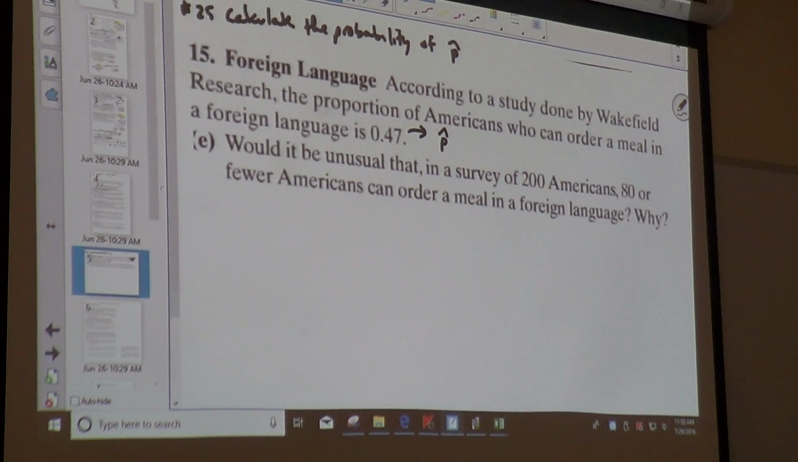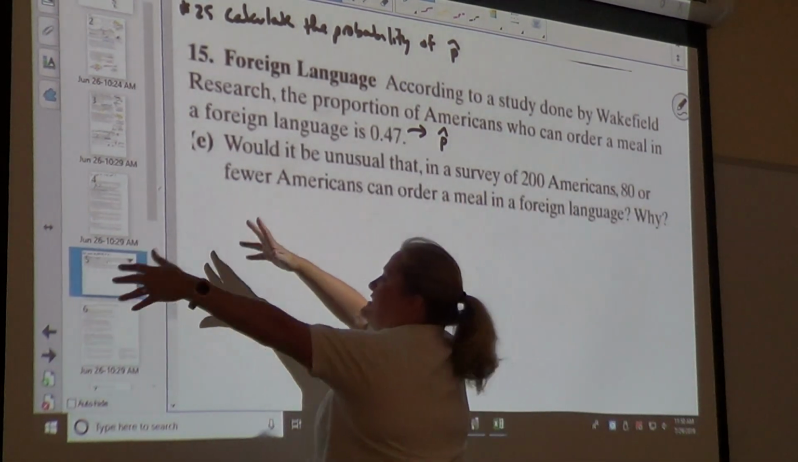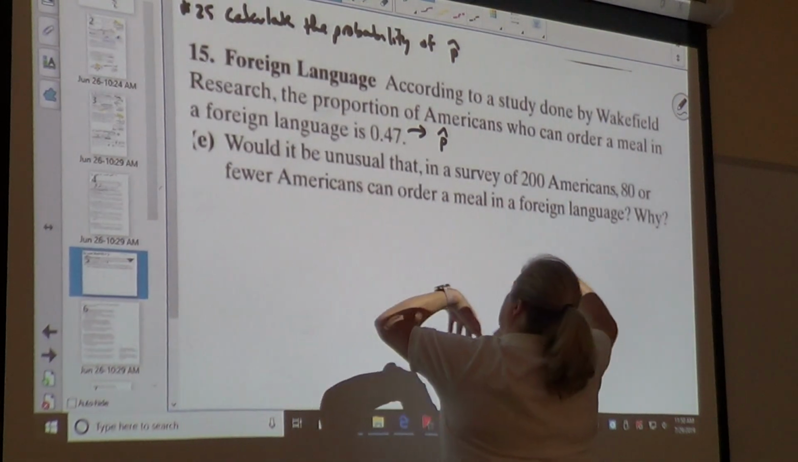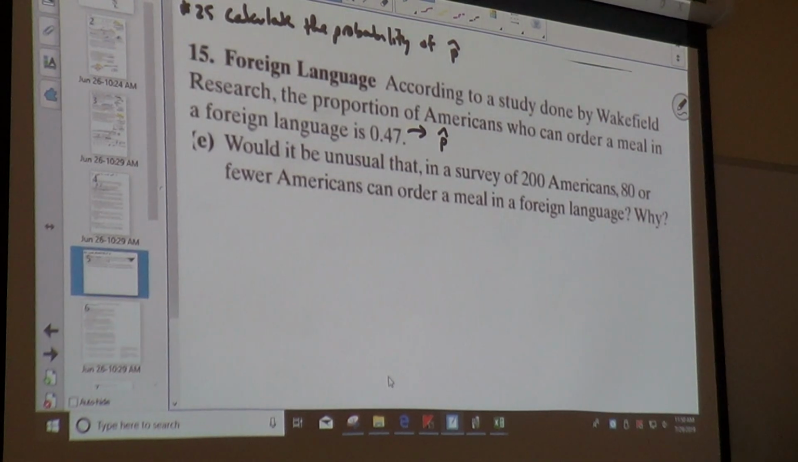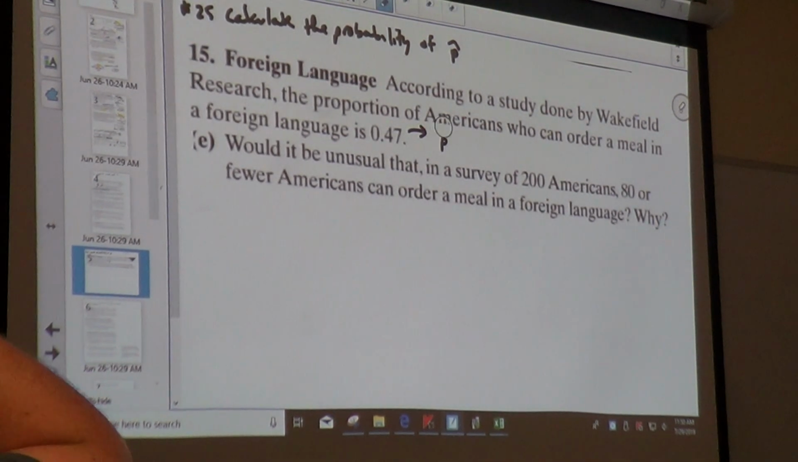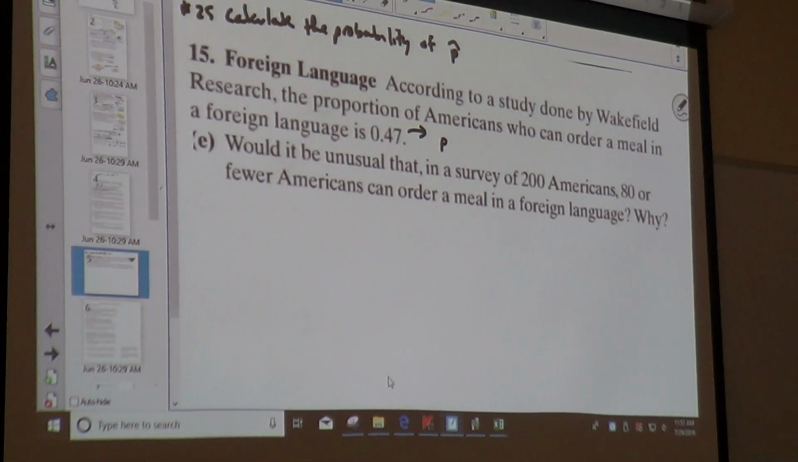I need to bring back up my rules. Remember at the end we did those 3 rules. We did the plain ones, we did the ones with the group, and we did the ones with the P. This is the ones with the P. We've got to do the standard deviation first.